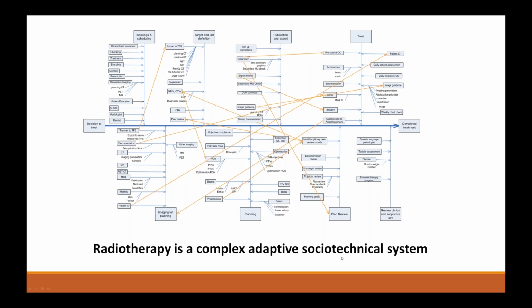This system is socio-technical because we have humans interacting with technology, and it's adaptive because it's changing over time on a few different time scales. It's adaptive really on the scale of every patient who moves from left to right in this diagram, because each patient is unique. And it's adaptive because we're always looking for ways to improve this system, either through new treatment techniques or new ways of applying treatments to our patients. So radiotherapy is a complex, adaptive, socio-technical system, and we need to appreciate that to improve the quality of this system and reduce the likelihood of error.